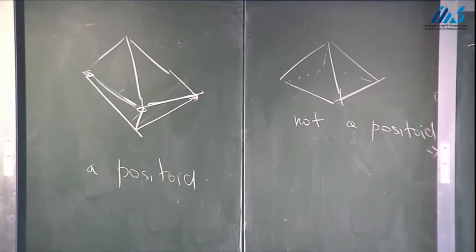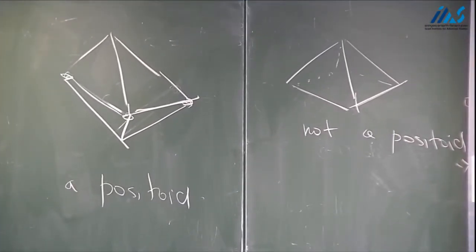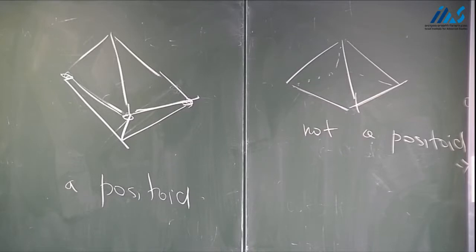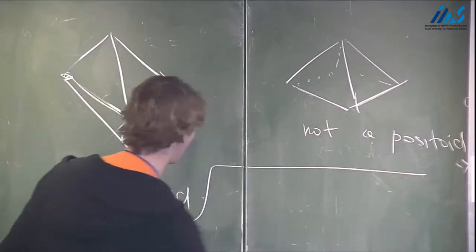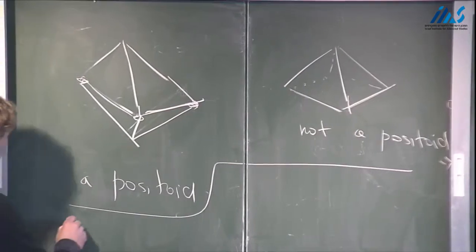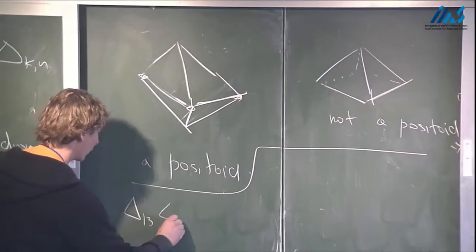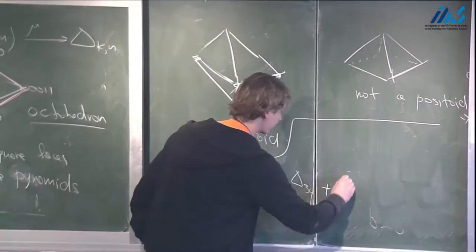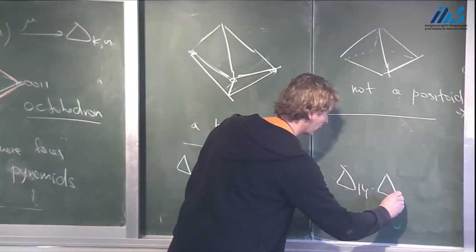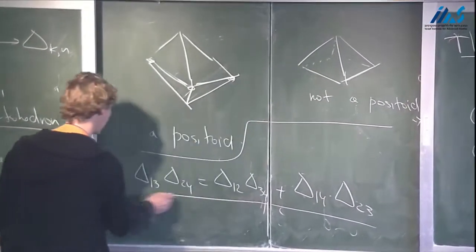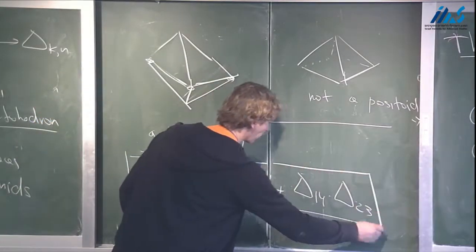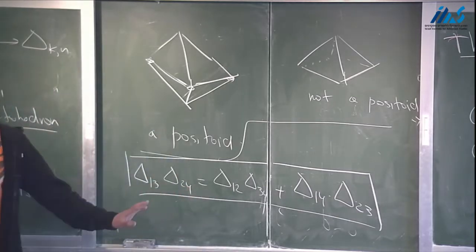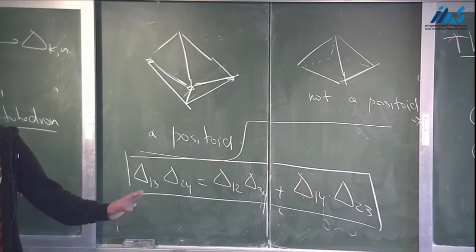Let me explain why this is a positroid and this is not, using a Plücker relation. Remember, we have a Plücker relation, and I'll try to give you some feeling why this has to be true. We have delta 1,3 delta 2,4 equals delta 1,2 delta 3,4 plus delta 1,4 delta 2,3. If we are in the non-negative Grassmannian, we know that all these deltas should be non-negative. They cannot be negative. They're either strictly positive or 0.